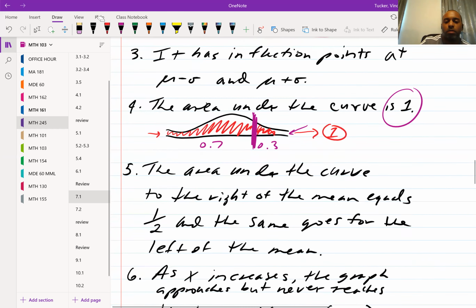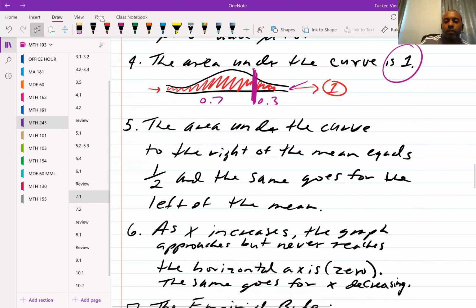All right, let's scroll. Number 6 says as x increases, the graph approaches but never reaches the horizontal axis, which is 0. Same goes for x decreasing. That's what I was alluding to earlier about that space. Notice the space between the top of the actual curve and that horizontal line. If you were drawing it, it never touches. It never gets to 0, but it gets as close as possible. And that goes for the left side as well.